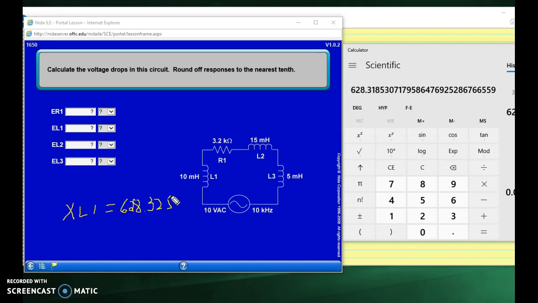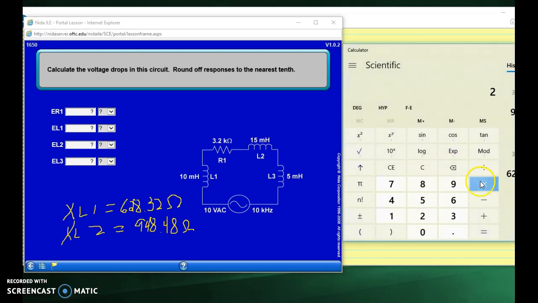628.32 ohms. Now, let's do the next one. So let's clear. 2 times pi times 10 times 15 equals 942.48 ohms. So we'll write X L2 equals 948.48 ohms. Then last but not least, let's go over here and calculate our last one.